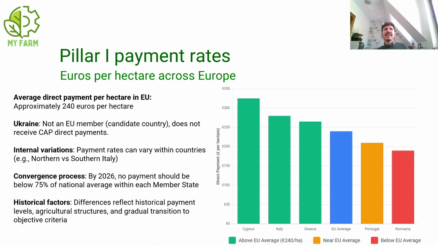So Pillar 2, the payment rates. In Cyprus, for example, you have nearly 350 euros per hectare. In Italy, you have less than 300 euros per hectare, and in Greece, slightly over 250 euros per hectare. While Portugal and Romania are below the EU average. Portugal is near the EU average, but Romania is below the EU average.